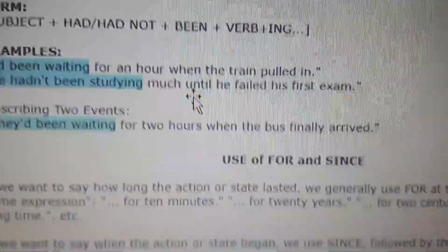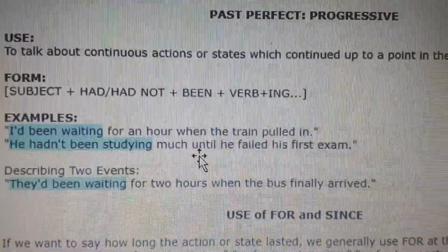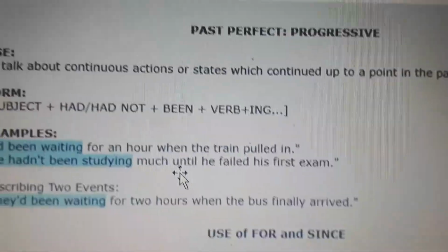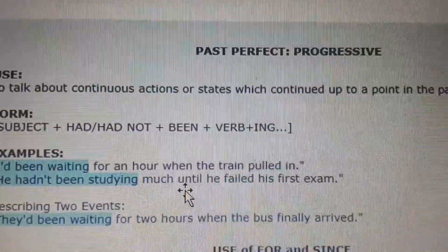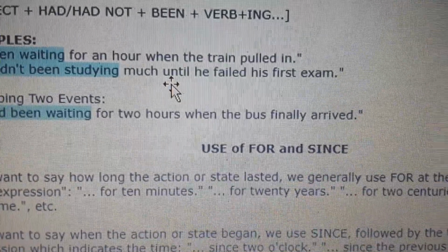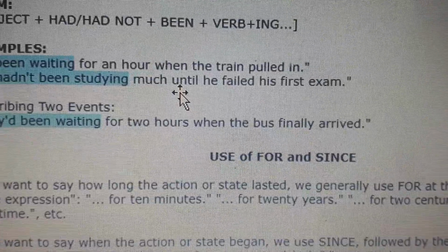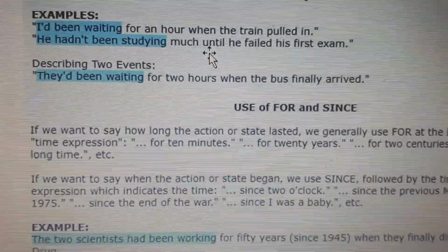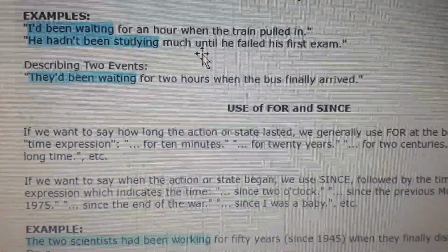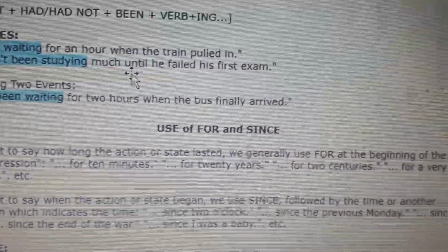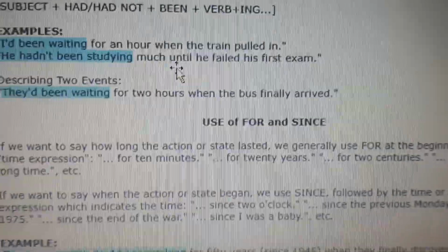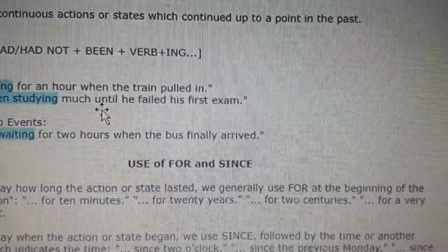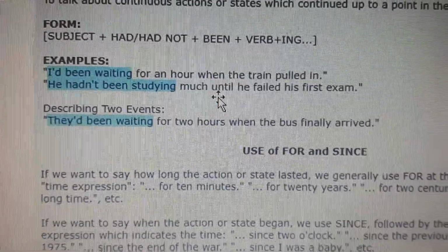Okay, now with past perfect, remember that we can work with for or since, also with never and ever, but for this tense, past perfect progressive, we can work with for or since. When are we going to use for? We're going to use for, okay, if we want to say how long the action or state lasts, we generally use for at the beginning of the time expression. For 10 minutes, for 20 years, for 2 centuries, for a very long time.